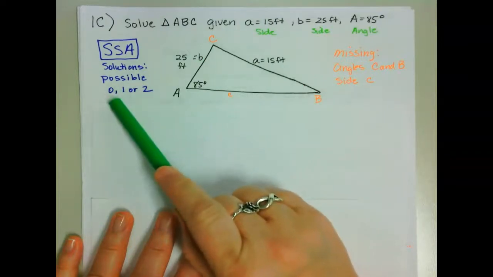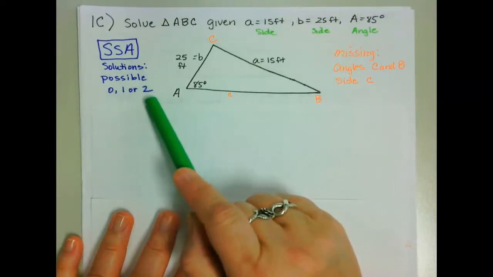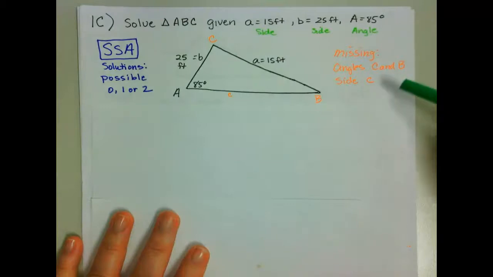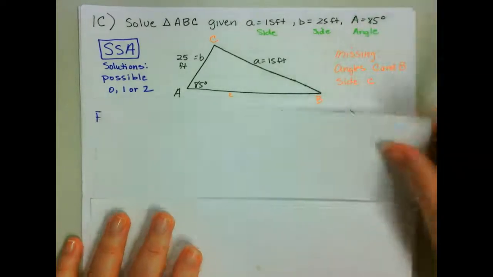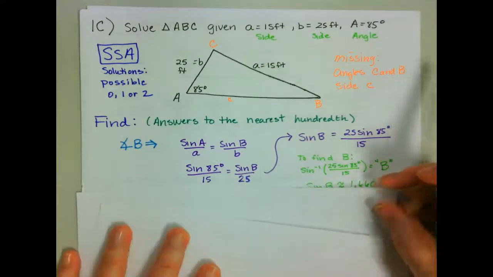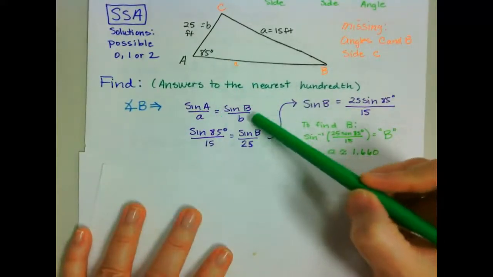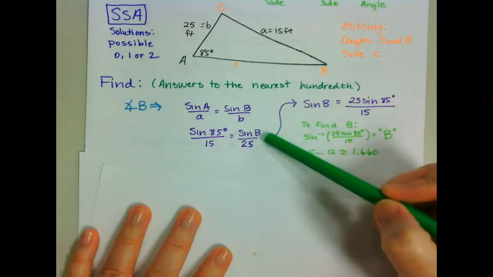So first I'm checking to see if I have a solution at all, and then if I have a solution, I'm checking to see if there's a second one. To solve this, I need to find the missing angles C and B and the side c. So first thing we're going to do is find angle B. I have sine A over a equals sine B over b. Remember, you can go straight to here. I just wanted to keep track of where we were for our notes.